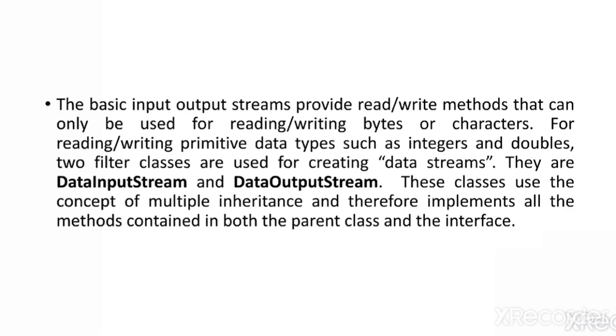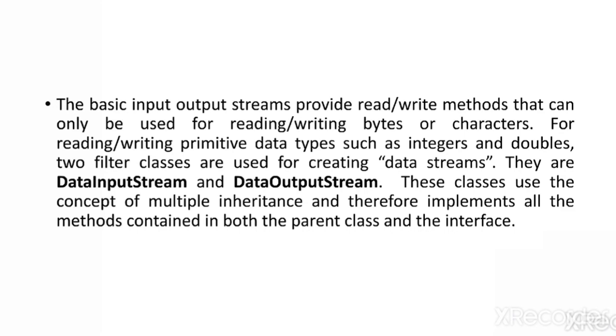The basic input and output streams provide read and write methods that can only be used for reading and writing information in files at the byte level or at the character level. If we want to read or write primitive data types such as integers, floats, doubles, we can use filter classes as wrappers on existing input and output streams to filter the data in the original stream.